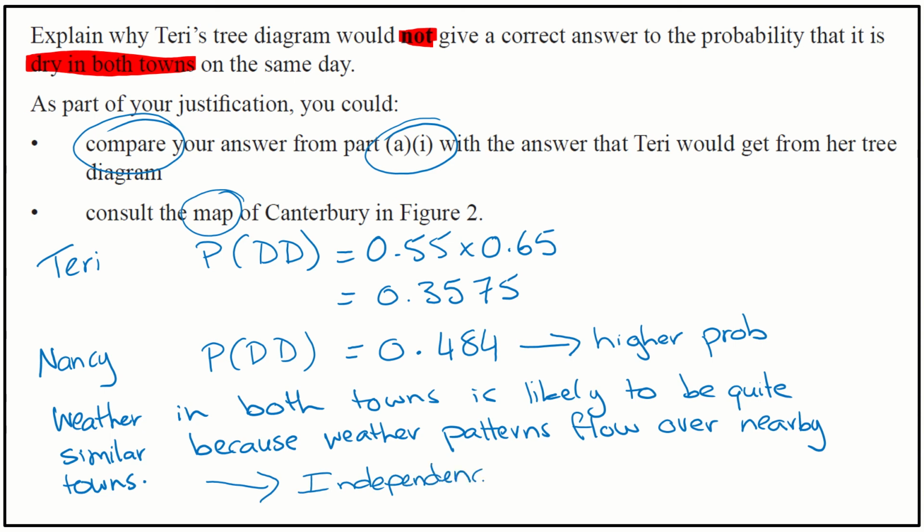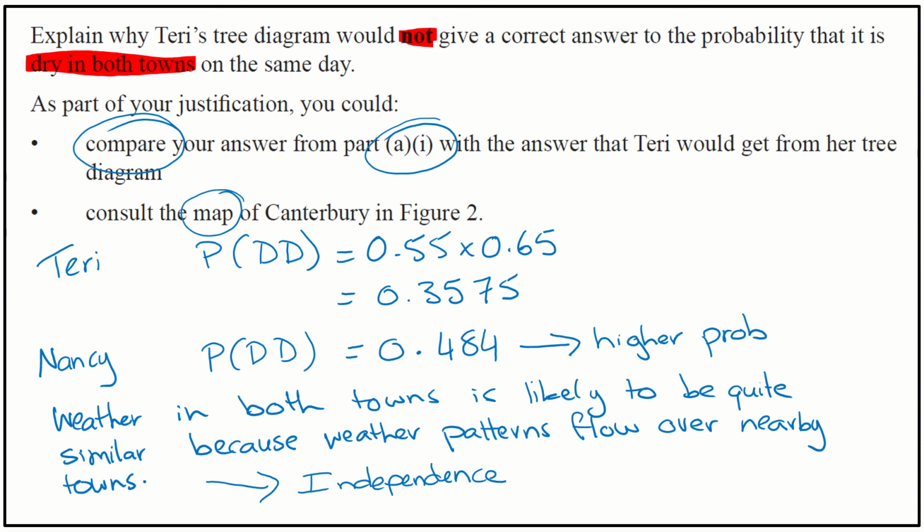And what does it mean when things are independent? In this case, the weather in Ashburton is not likely to be independent from the weather in Timaru; these weathers are likely to be connected. Okay, and so that's the idea that we are looking for you to be able to tell us.